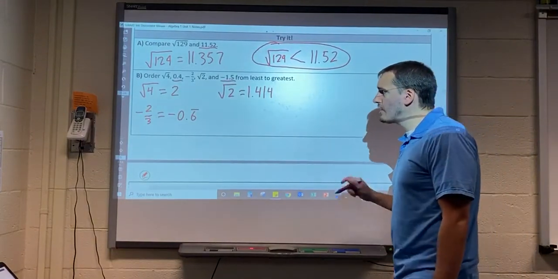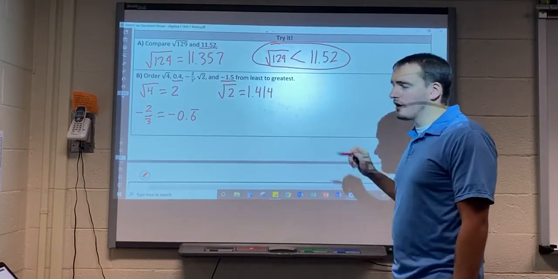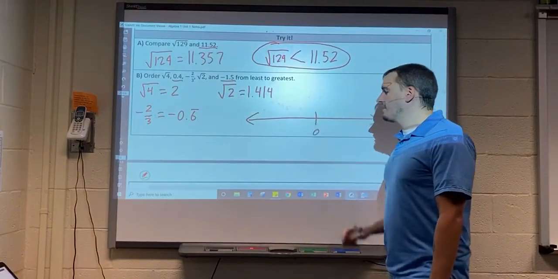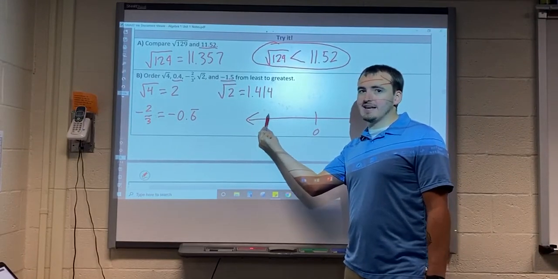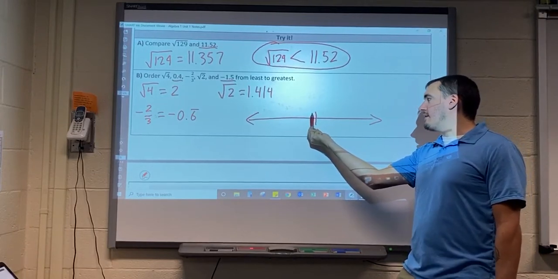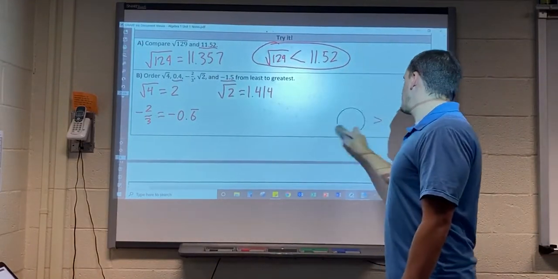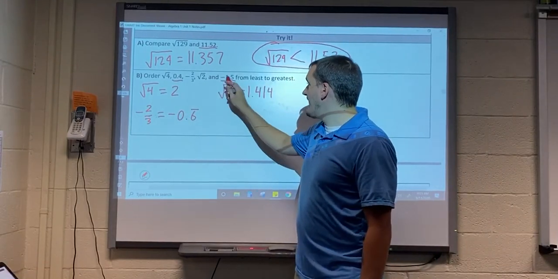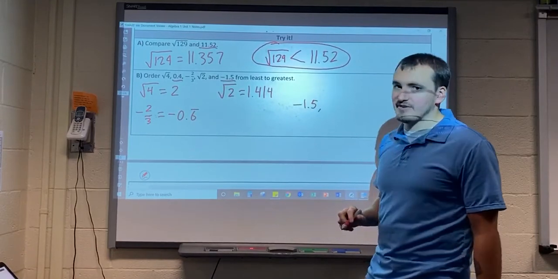Okay? So, we want to put these in order from least to greatest, smallest to largest. So if you think about a number line and 0 in the middle, if I want to put these from least to greatest, I want to start with my biggest negative numbers first, work towards my smaller negative numbers, and then work towards my larger positive values. Okay? So my biggest negative value, in this case, I've got negative 0.6 and negative 1.5. So negative 1.5 is actually my smallest value in this case.